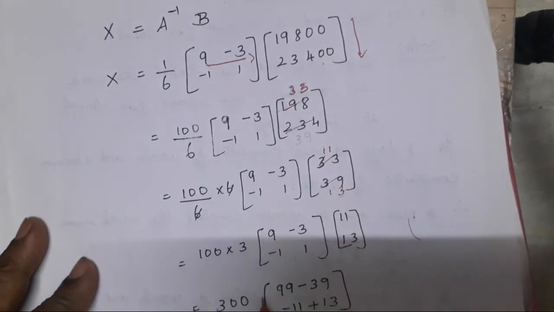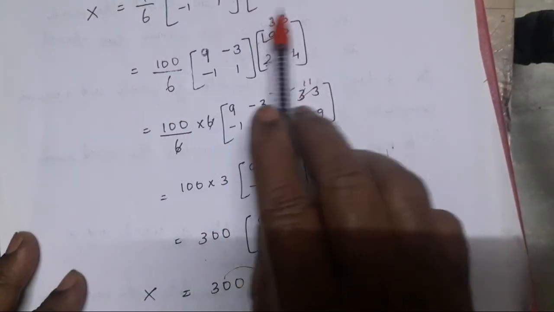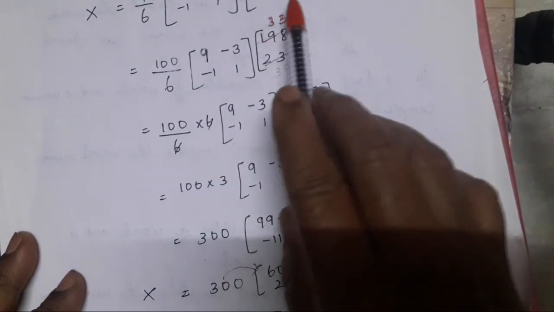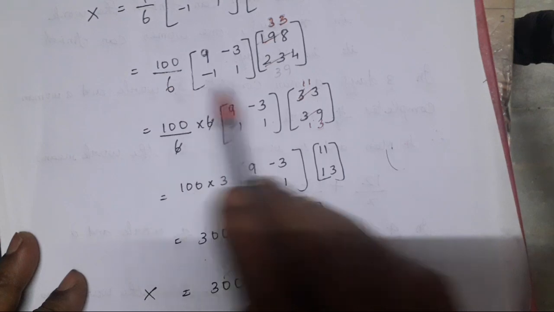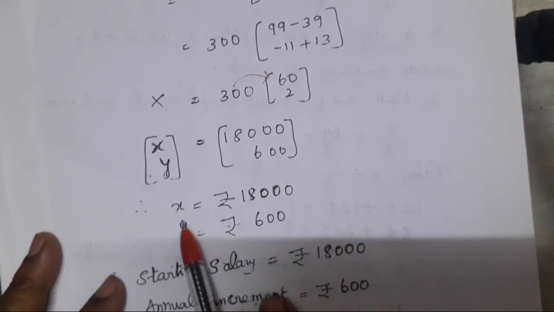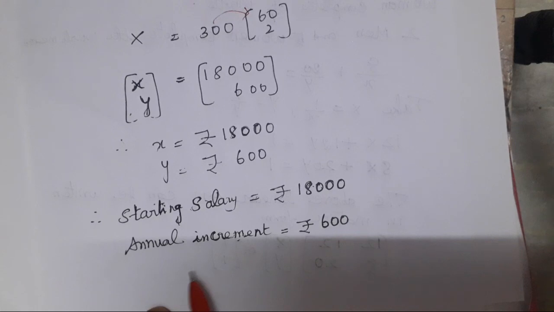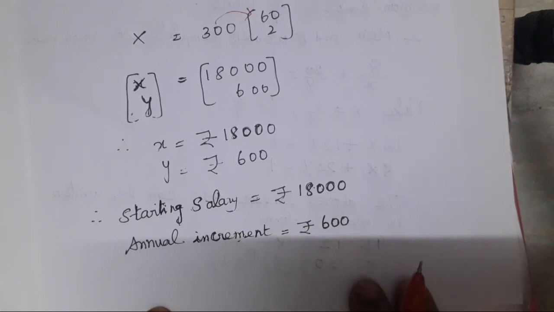You substitute and do the calculation part properly. If you know, you can directly multiply and subtract. Otherwise, do the easy calculation: take 100 outside, then take 6 outside, again take 3 outside, and we get the easy calculation. Multiplying, we get the starting salary 18,000 and the annual increment is 600.